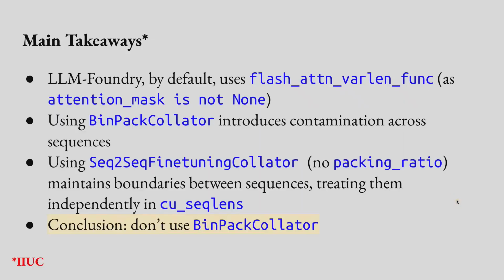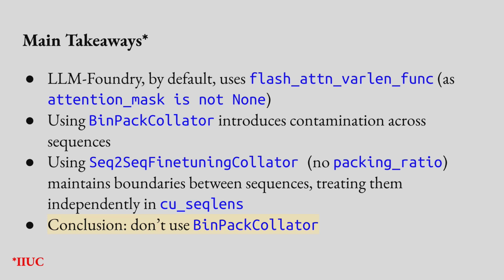Okay, so I'll end again with my main takeaways. So LLM Foundry by default uses the variable length flash attention function. And that's because attention mask is not none. When we use BinPackCollator, it introduces contamination across sequences. And we see that because the cumulative sequence length object includes all 8 sequences in the first sequence. And by default, when we use the LLM Foundry sequence-to-sequence fine-tuning collator, so there's no packing ratio, it maintains the boundaries between the sequences, treating them independently in our cumulative sequence length object, which then gets passed on to our variable length flash attention function.